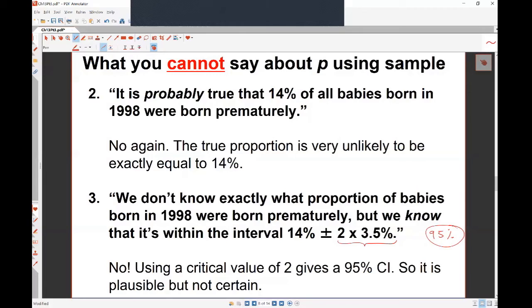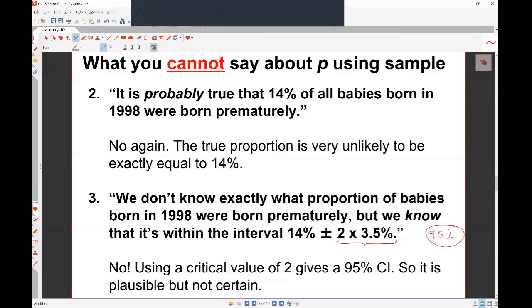Do we then know that the true value is exactly inside that interval, from 7% to 21%? Again, no. It's not guaranteed to be inside that interval. We're 95% confident that it is, but 95% confidence is not being 100% confident. So these are all wrong ways of interpreting the confidence interval.